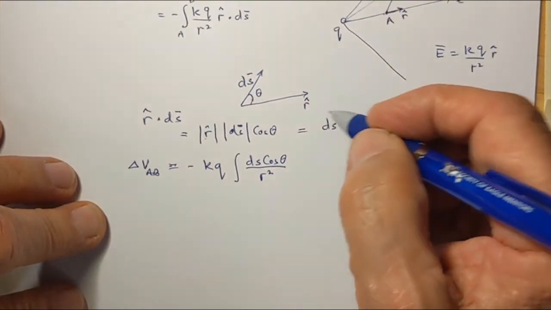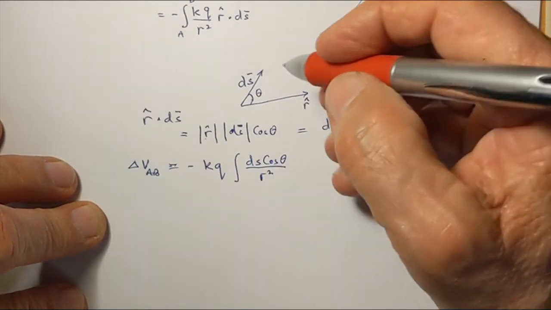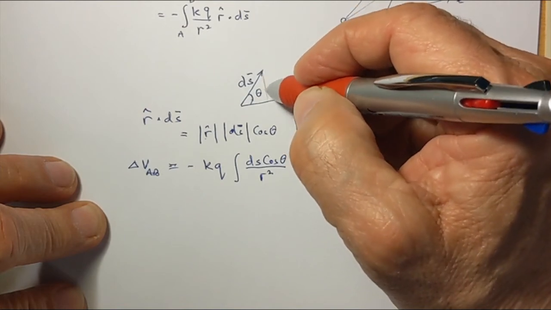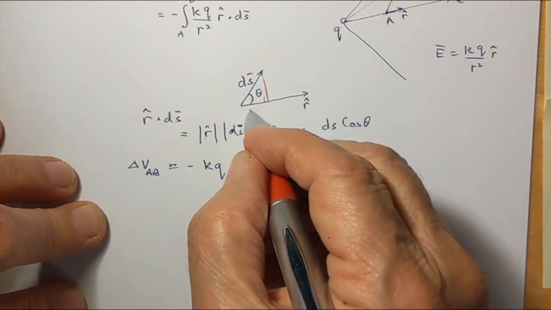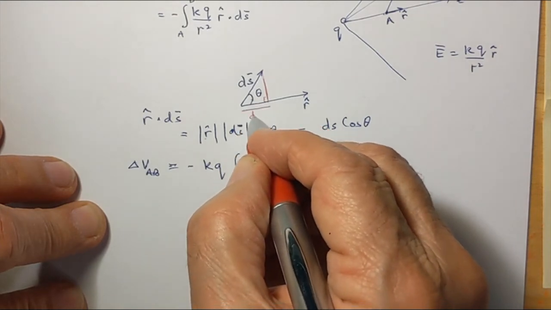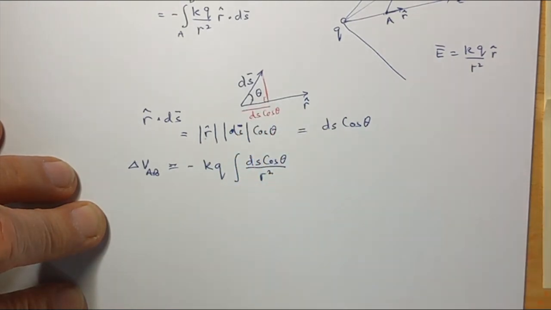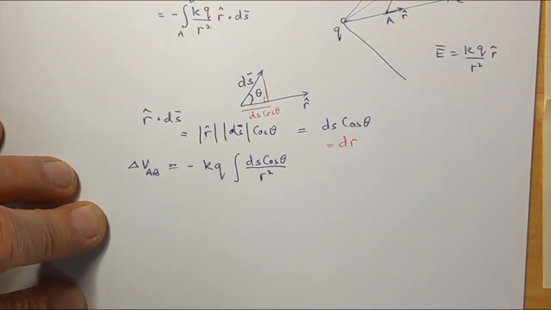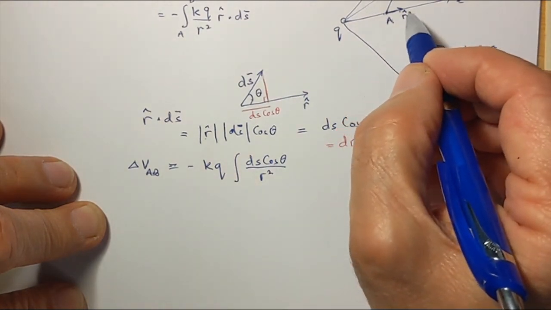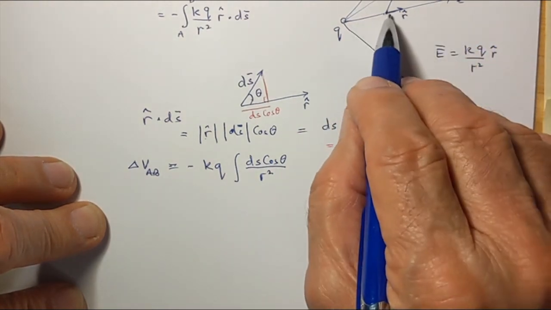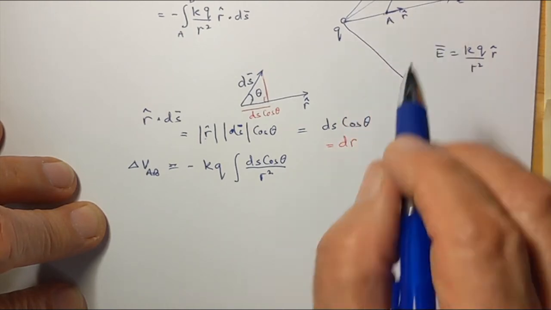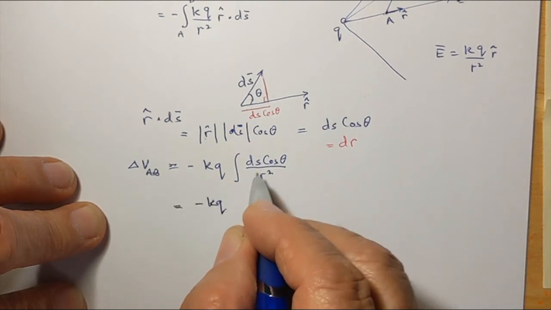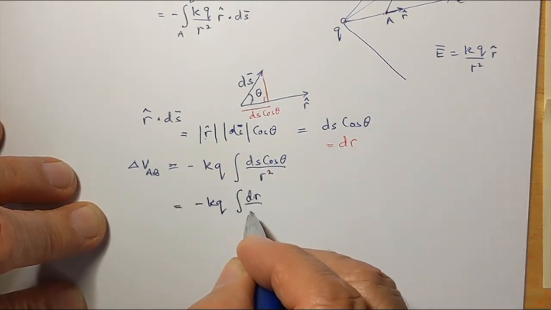Now we need to resolve ds cos theta. So if this is r and that's ds, we drop a perpendicular over here, so this angle is 90 degrees, then this distance is ds cos theta. And we can write this ds cos theta as a dr, where the dr is a vector in the direction of the unit vector r, or in the direction of the electric field, but this is not a unit vector. So this becomes minus kq, and ds cos theta becomes dr over r square.